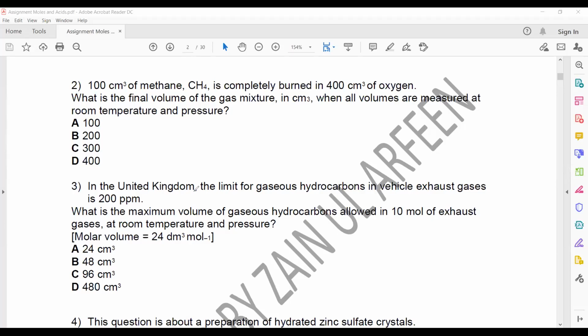Concentration in the United Kingdom: the limit of gaseous hydrocarbon in vehicle exhaust gases is 200. This means a maximum of 200 parts per million of hydrocarbon is allowed to come out of the vehicle. That's the limit. What is the maximum volume of gaseous hydrocarbon allowed in 10 mole of exhaust gas? So we have the formula for the concentration in ppm.